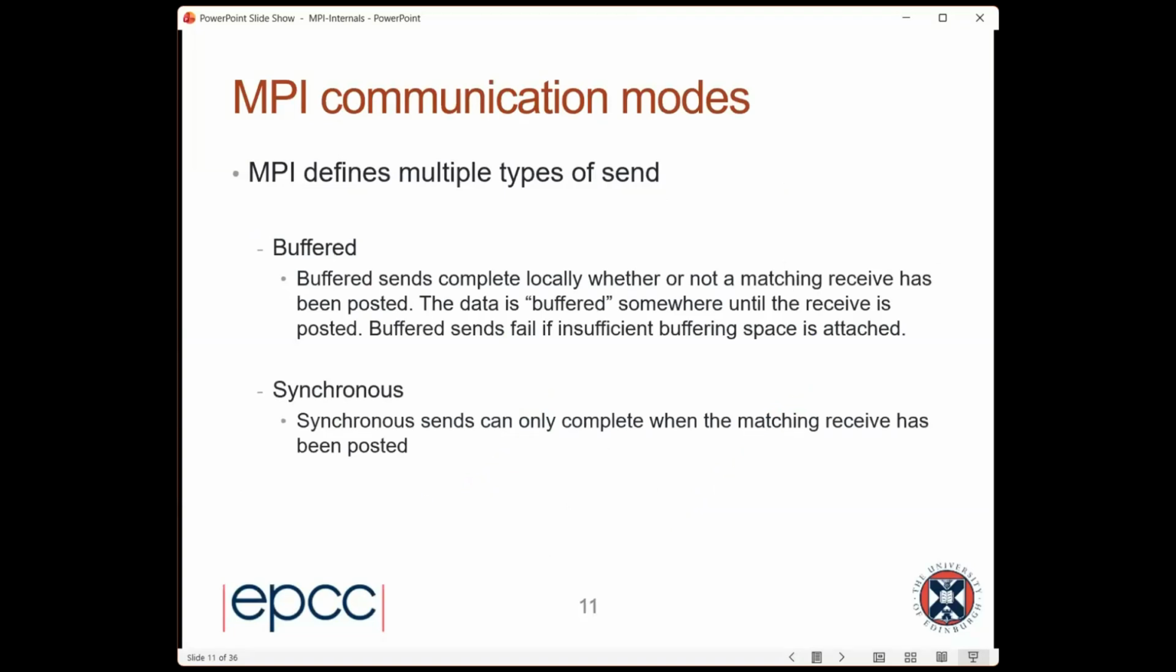So MPI has multiple types of send, and this is where MPI is slightly confusing, maybe more complicated than it need be, but it's historical. When MPI was defined back in the early 90s, there were lots of other message passing libraries out there, and some of them used buffered send, some used sync. So a buffered send is what MPI calls an asynchronous send. If you do a buffered send in MPI, the send completes locally whether or not a matching receiver has been posted. It's like sending an email.